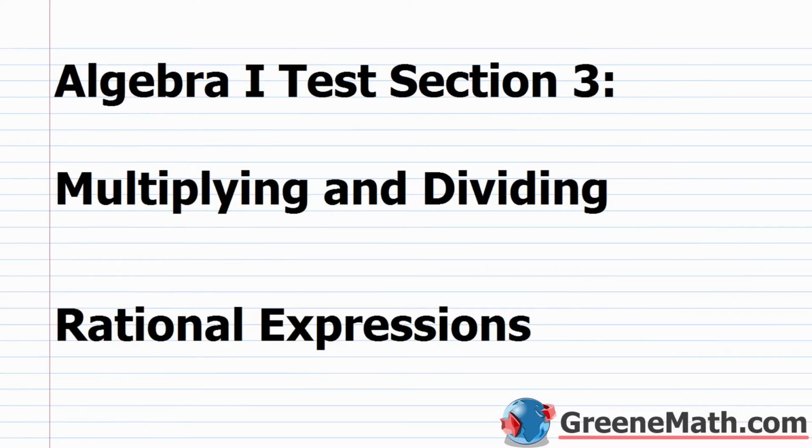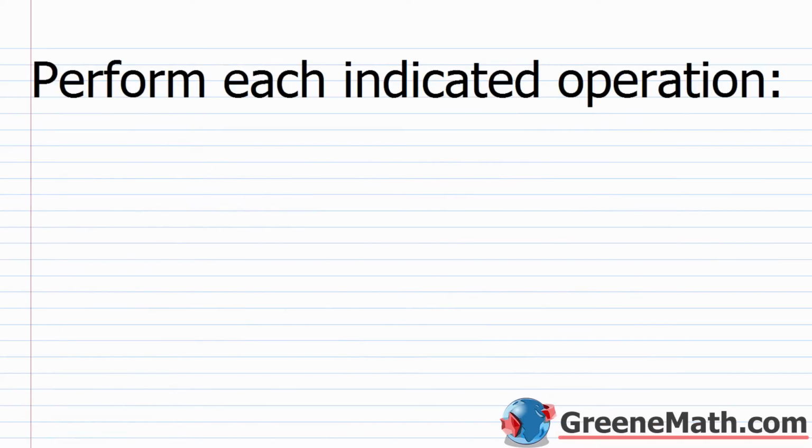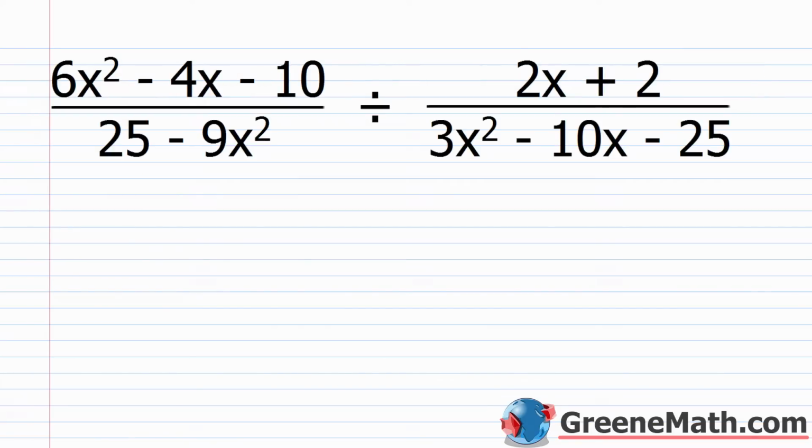Hello and welcome to Algebra 1 Test Section 3 on multiplying and dividing rational expressions. All right, so we want to perform each indicated operation. So we're looking at 6x squared minus 4x minus 10 over 25 minus 9x squared divided by 2x plus 2 over 3x squared minus 10x minus 25.